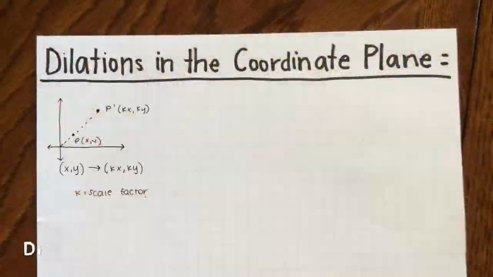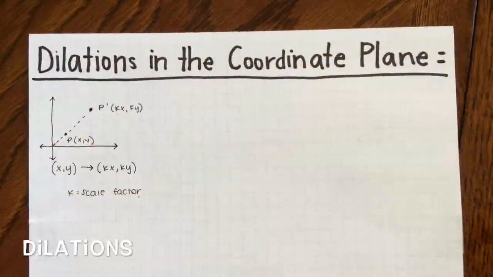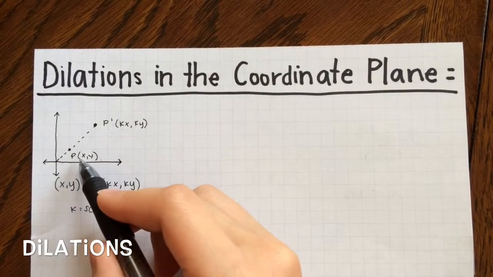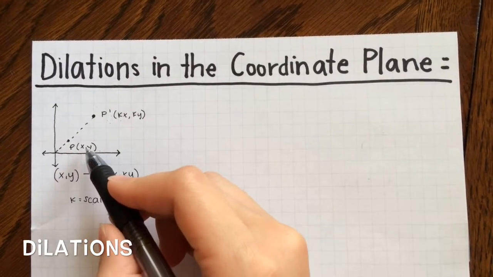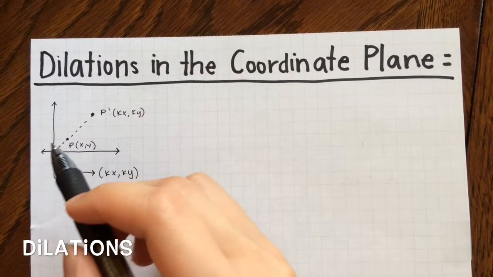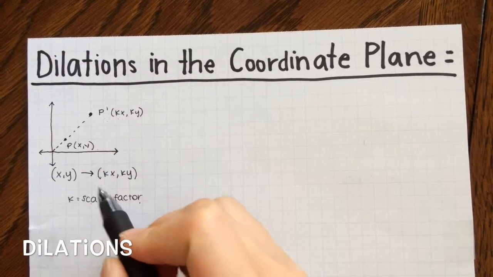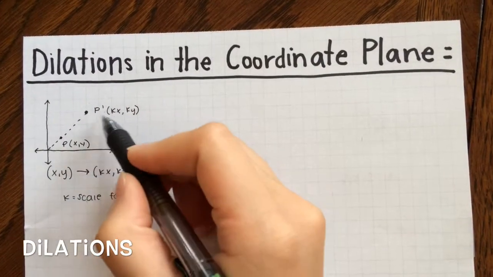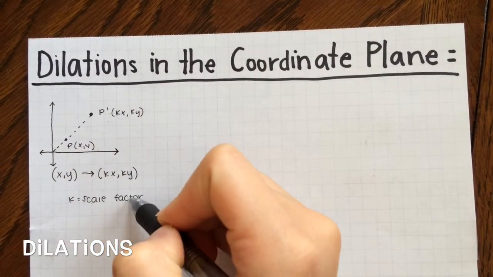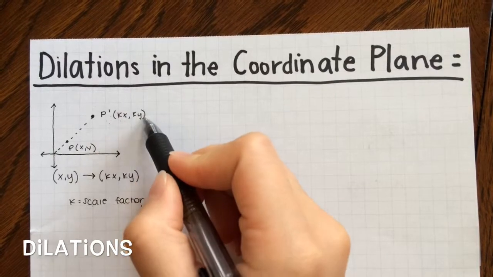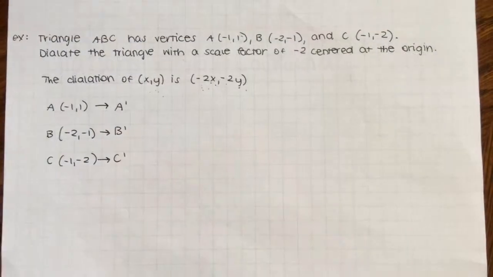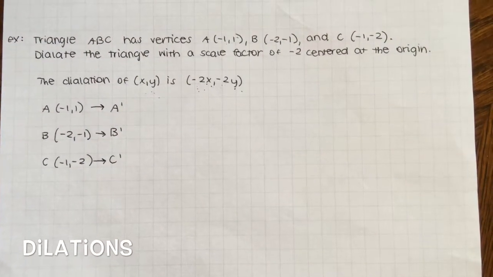In this section of the video, we'll be talking about dilations in the coordinate plane. In this image here, point P has coordinates x and y, and that is a pre-image of a point under a dilation centered at the origin with a scale factor of k. Then the point P prime is the scale factor of k times the coordinate of x and also times the coordinate of y.